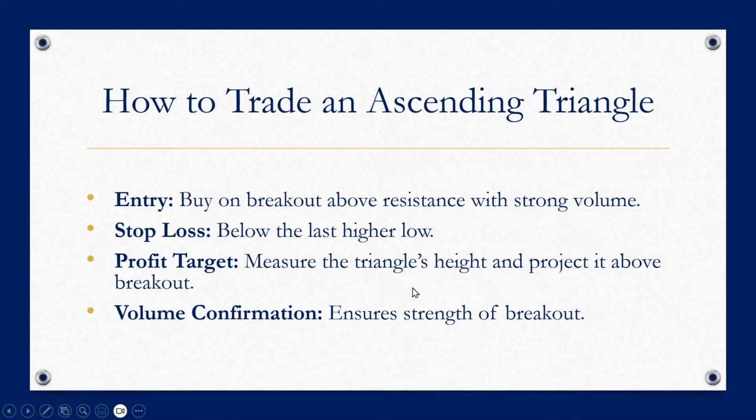To trade an ascending triangle, wait for a confirmed breakout above resistance with increased volume. Enter a long position once the breakout candle closes above resistance. The following day is your confirmation; your confirmation price is going to be the closing price of the breakout candle. Place your stop loss below the most recent high or low, and your profit target can be estimated by measuring the height of the triangle and projecting it above the breakout point.